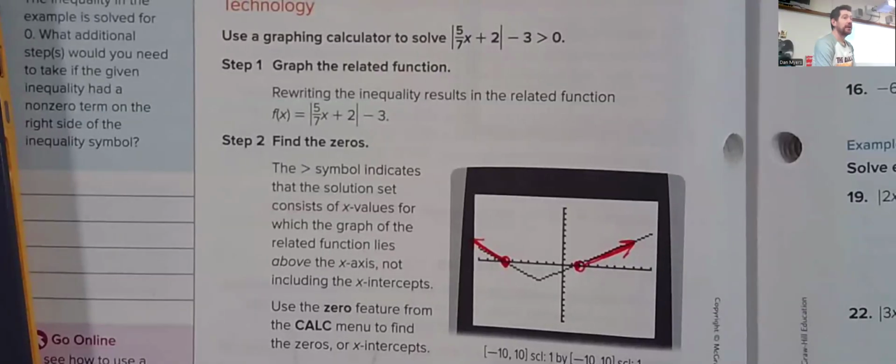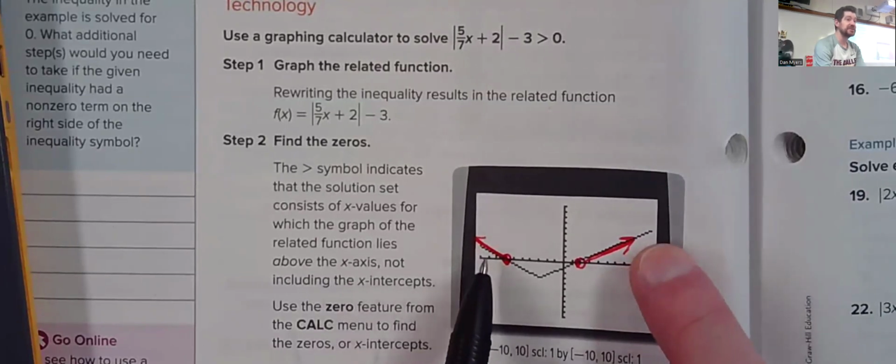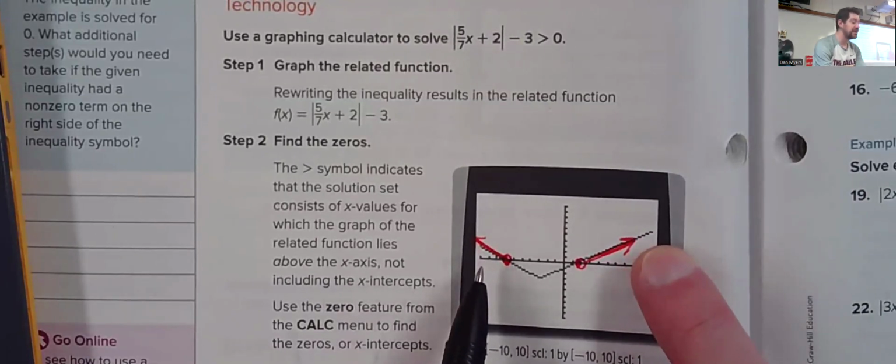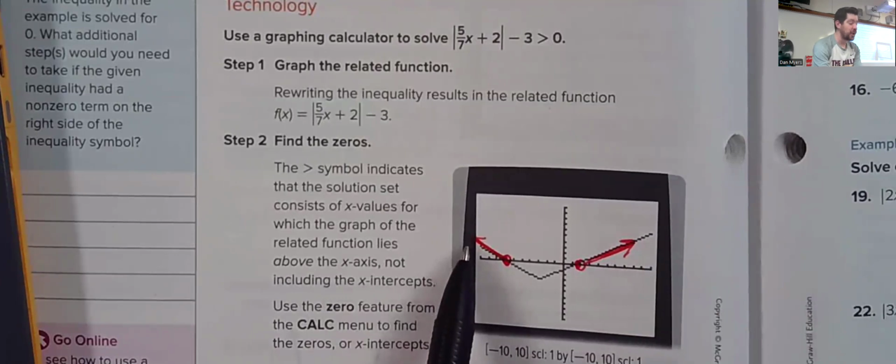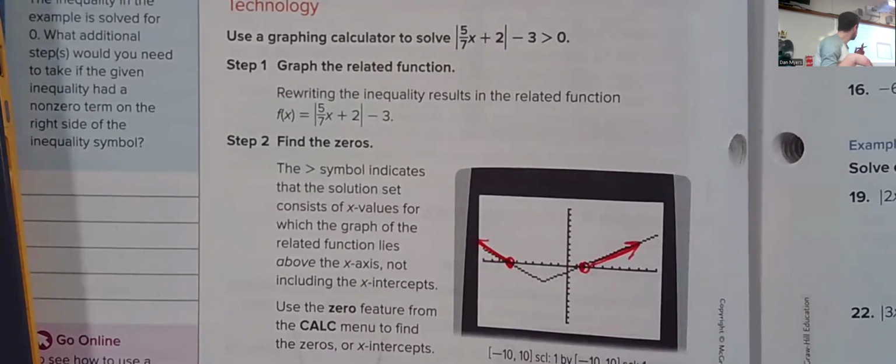This is an OR. There's no such number that can satisfy both of those things at the same time. This will be an OR situation. It will either be values less than this or values greater than that. Let's find out what those values are.